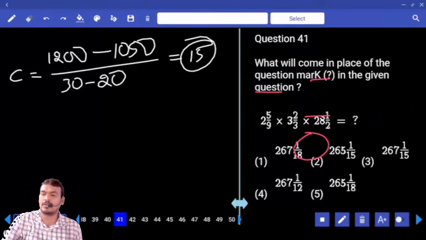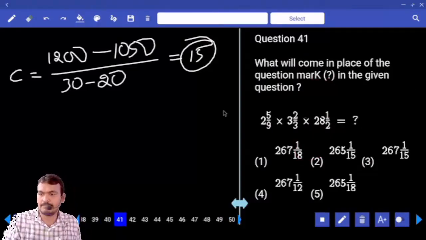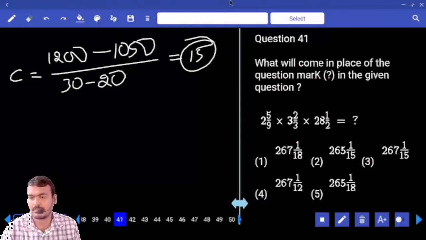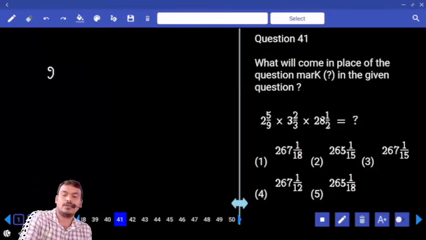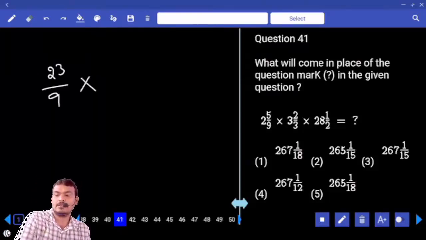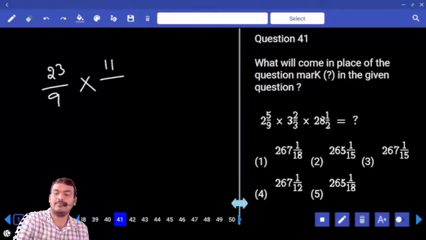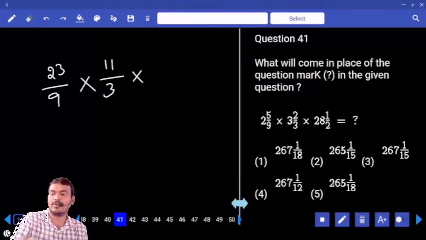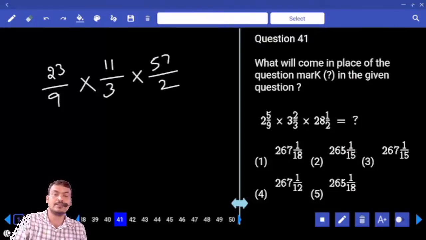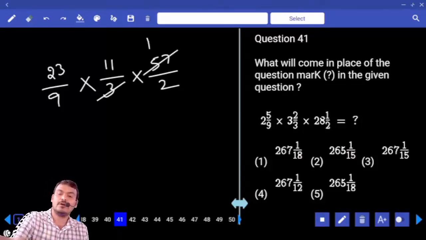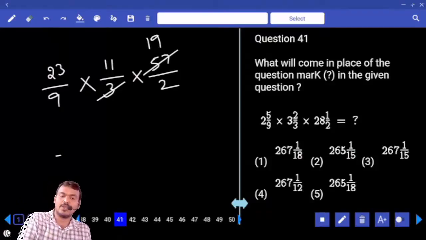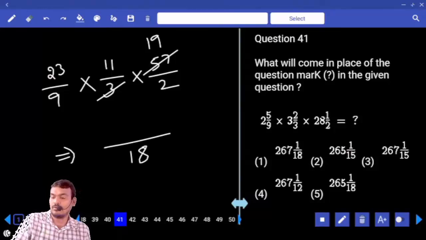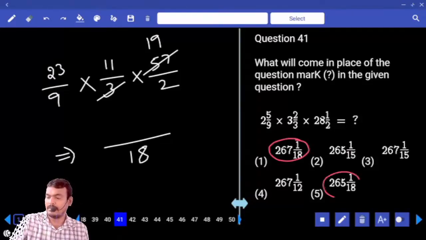Next question number 41. 2 5 by 9 means 23 by 9. 3 2 by 3 means 11 by 3. 28 1 by 2 means 57 by 2. Any cancellations? 3 how many times? 19. Any other calculation? No. But how many options have denominator 18? 2 options. First option and fifth option.